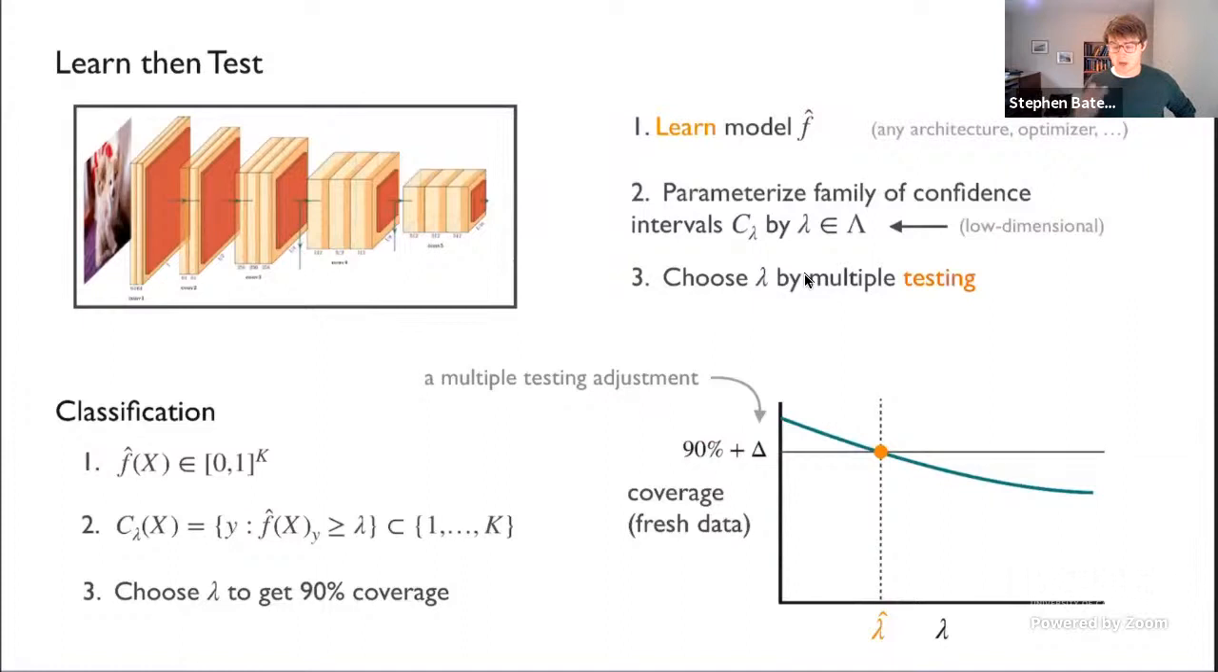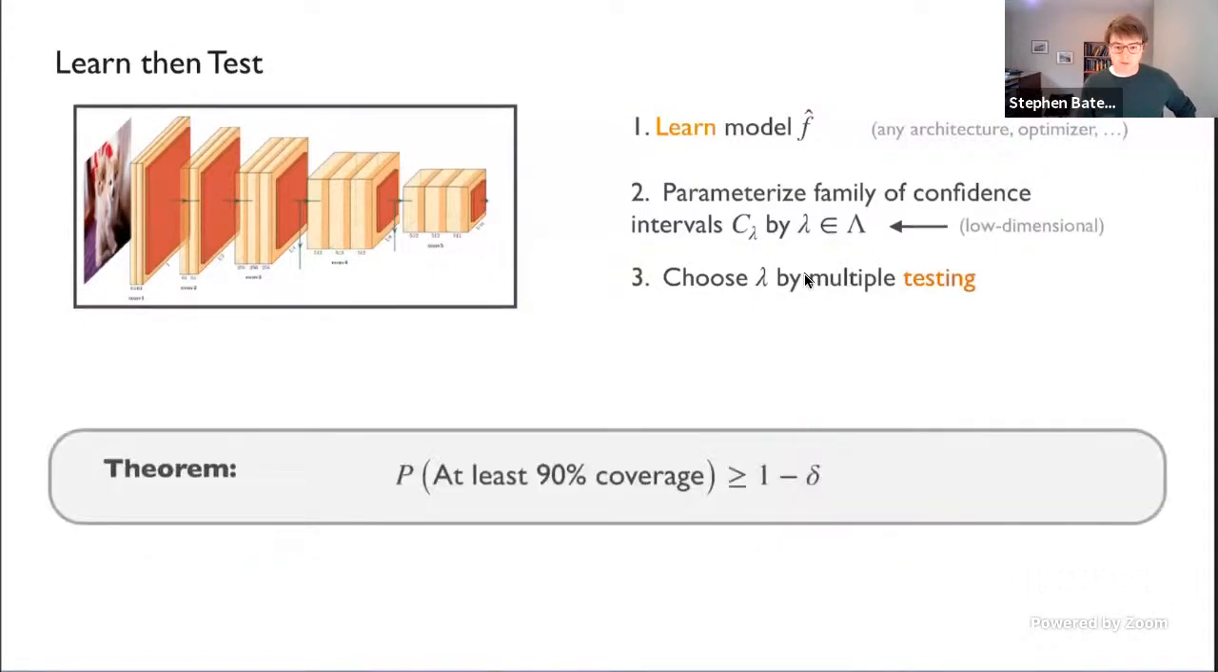Okay, so that now is my confidence set function going forward. The magic here is that we have a precise statistical guarantee. With high probability, you'll have at least 90% coverage on future data. And this statement is agnostic to the true distribution of the data or the network you started with and so on. So it's not assuming anything about the distribution or your model.